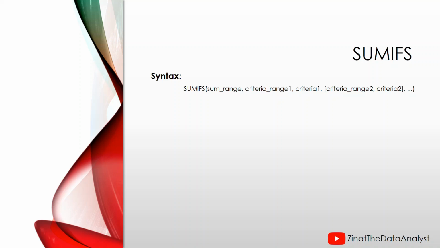SUMIFS is another useful function in Excel. Its benefits would be less than SUMPRODUCT for us in this tutorial, but it is worth exploring. Its syntax, as shown, requires an array of sum range, a criteria range, another array, and then criteria for that range. Clearly, we can have multiple criteria ranges and criteria.